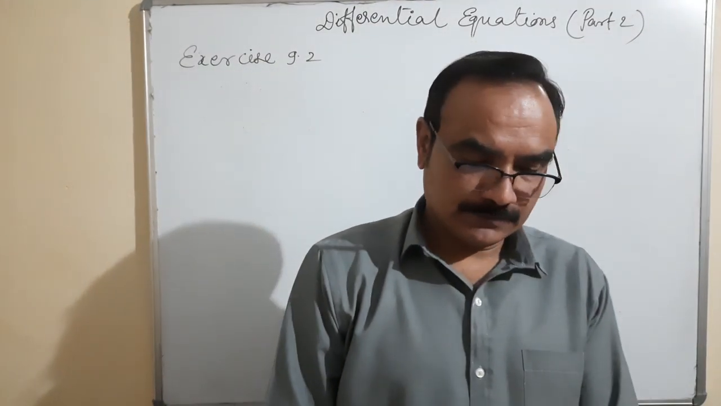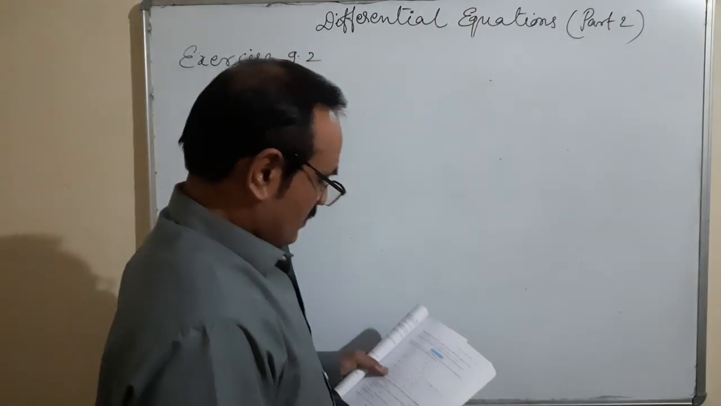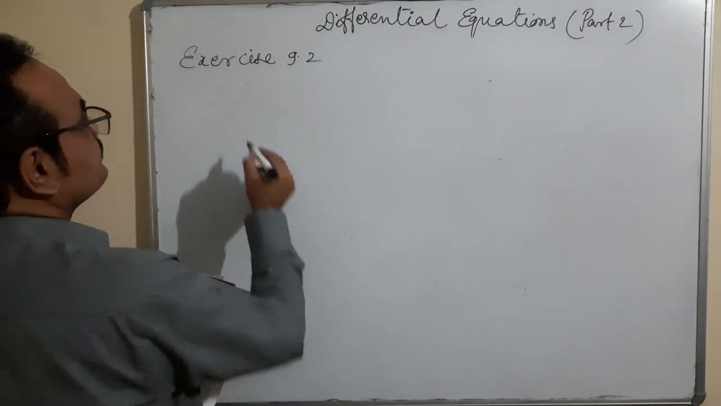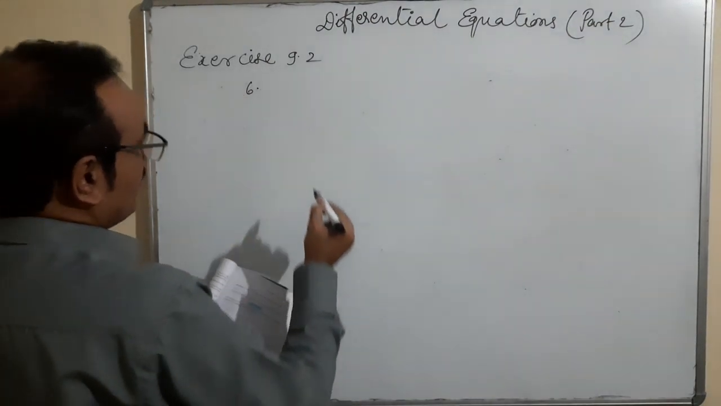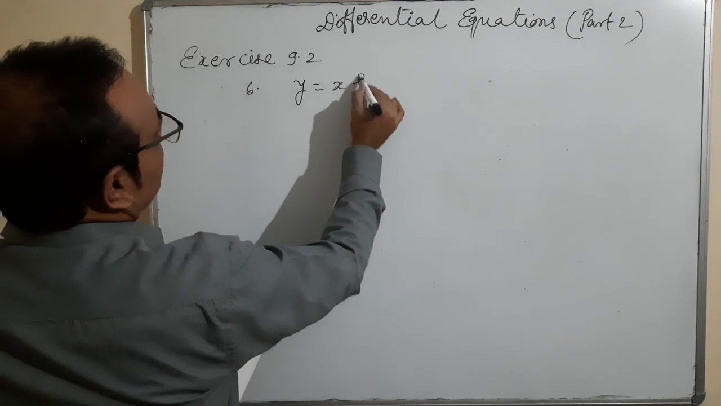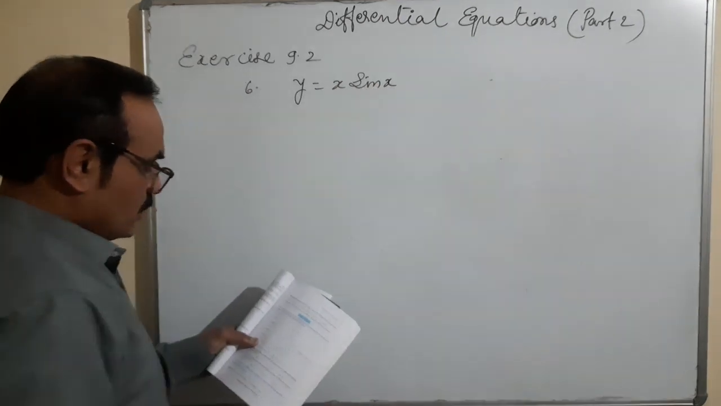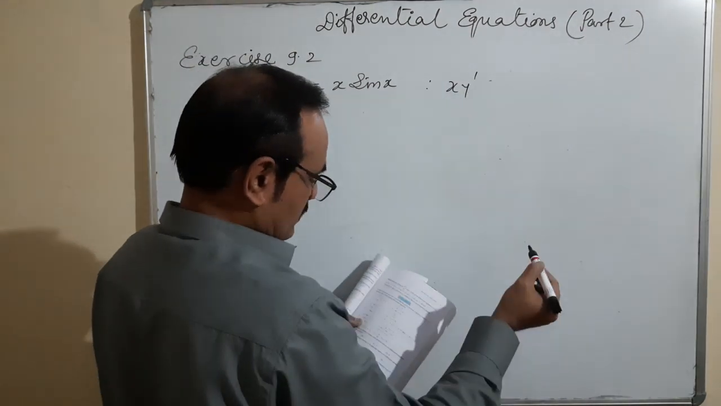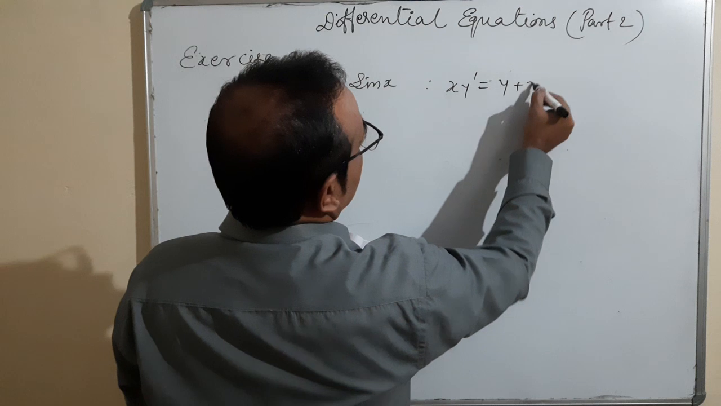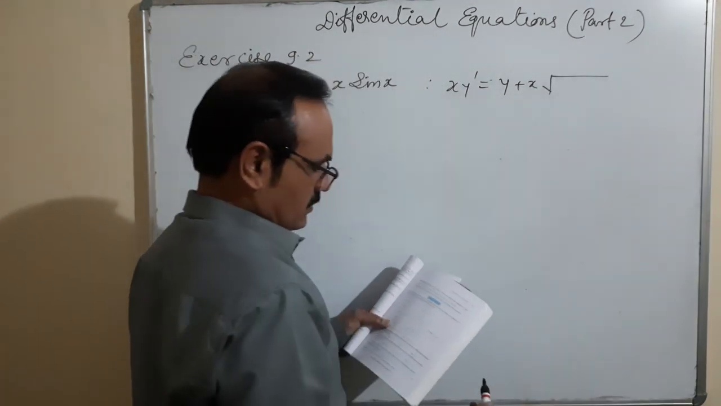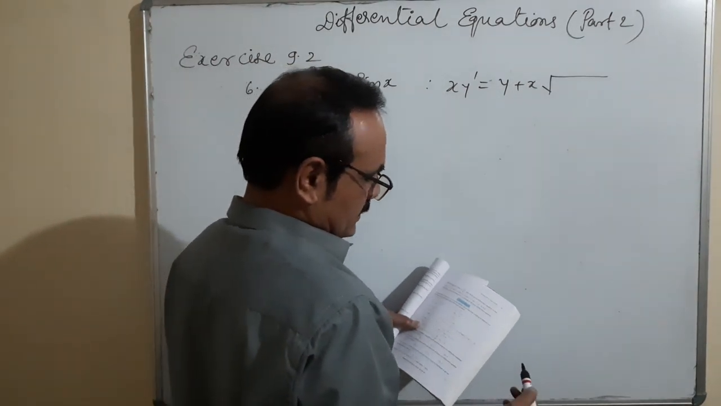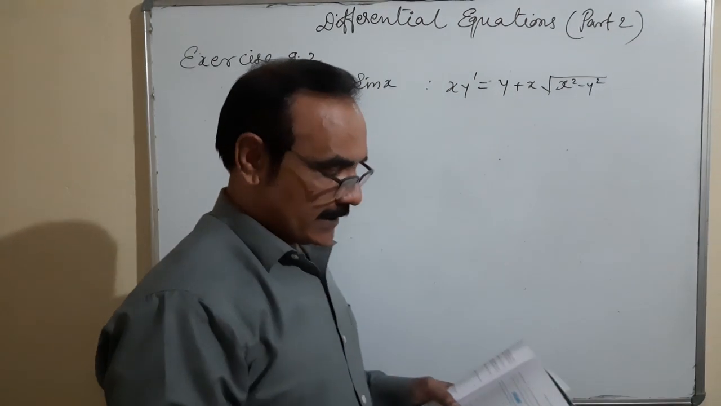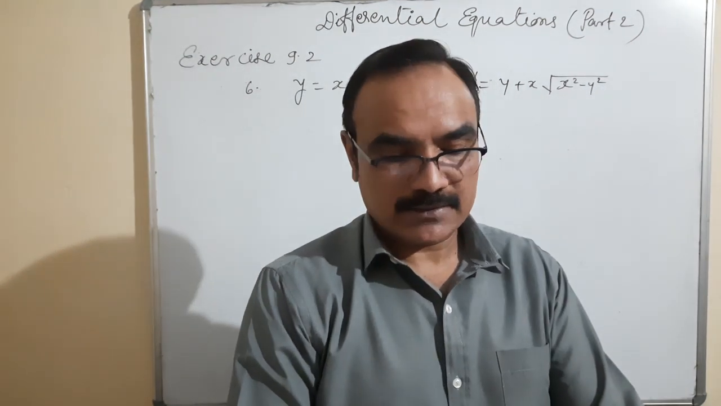After this question, I want to take question number 6. Sixth is y is equal to x sin x, and such that x y dash is equal to y plus x under root x square minus y square. Other terms are given: x is greater than y and x is less than minus y. Okay.